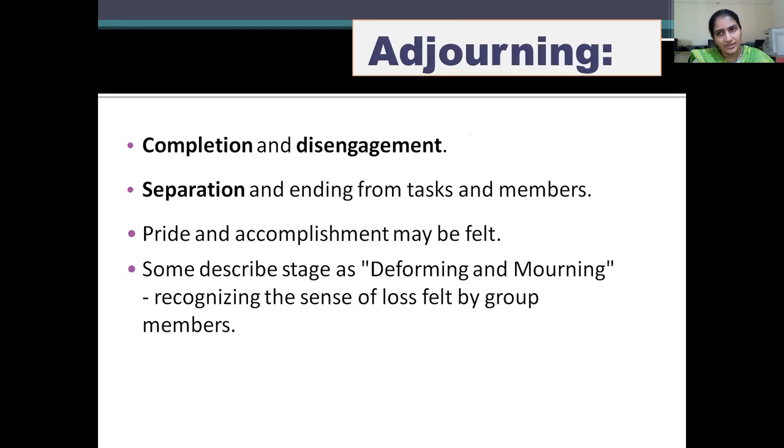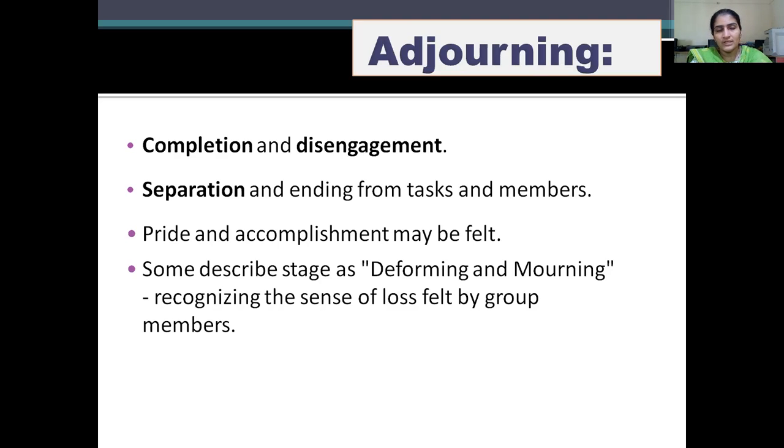Then comes the adjourning stage at the end, which is completion and disengagement. Once the task is completed, the disengagement will take place. People will separate themselves from that particular group after achieving the common set tasks. Here pride and accomplishment may be felt. People would feel proud of what they have done. Or it might be the other way: if the set target is not achieved and something goes wrong among the group members, the sense of loss felt by the group members would also be analyzed at this stage.